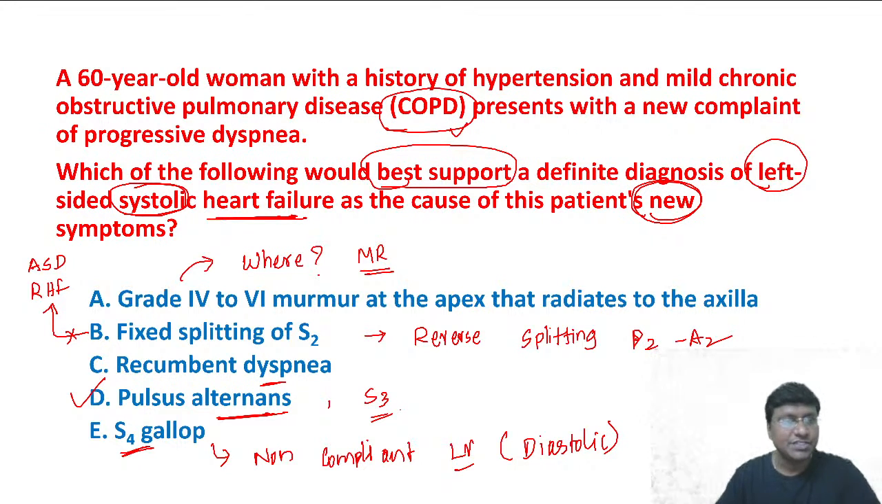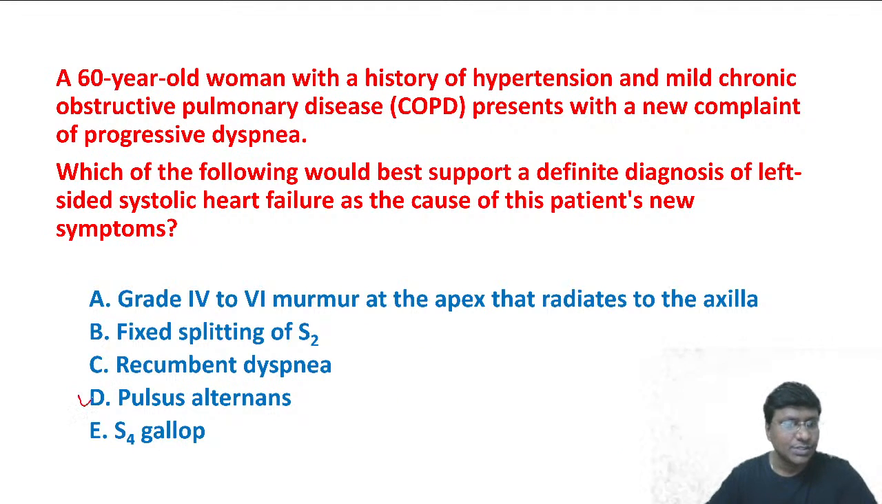And the other feature which tells you that it's a systolic heart failure is pulsus alternans. In pulsus alternans, you will have an alternating pulse. One contraction will be a strong contraction and the subsequent contraction will be a weak contraction, because the heart is very weak there. So pulsus alternans is the one which will tell you it is left-sided systolic heart failure.